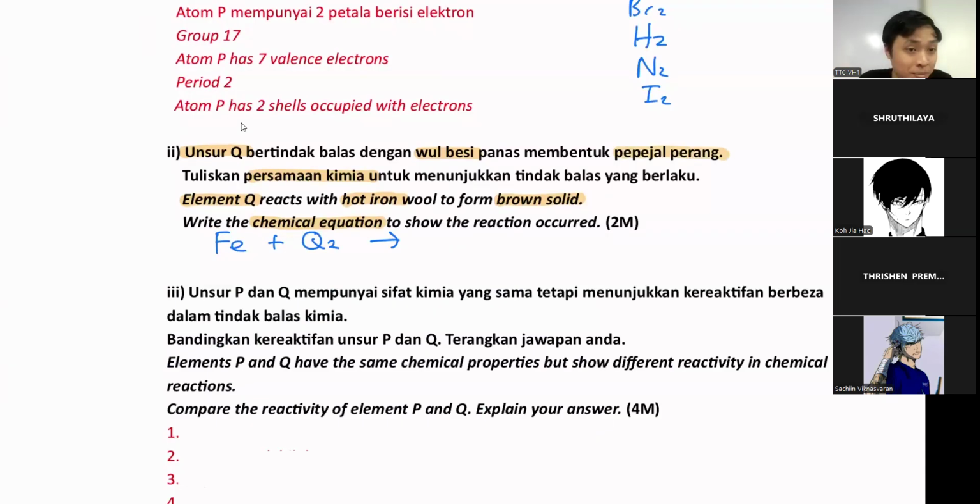What is this? Do you know what the cation is? Fe becomes what charge? Who can tell me? Fe becomes Fe3 plus. Very good. So in this case, it becomes Fe3 plus. And then what? What charge is Q?